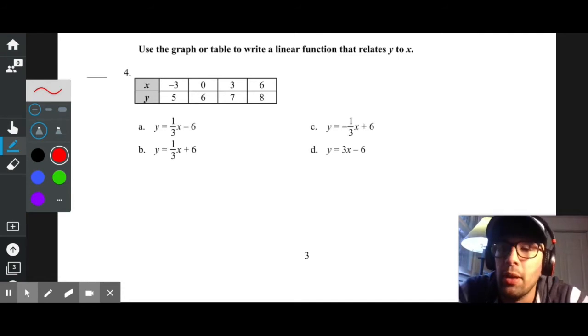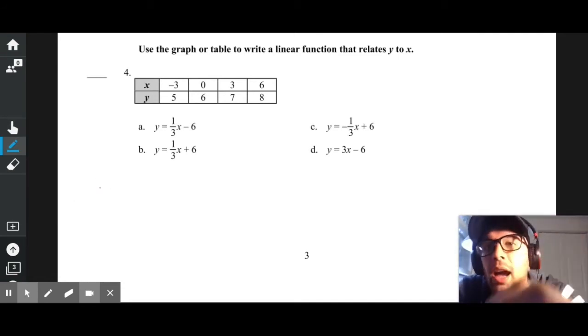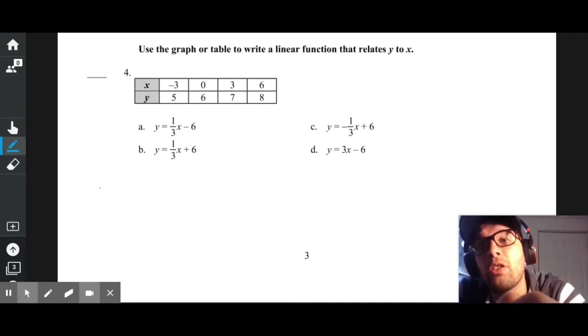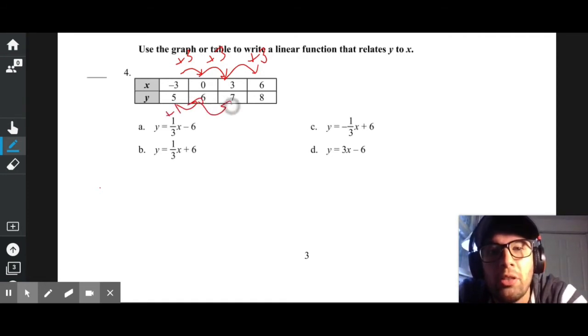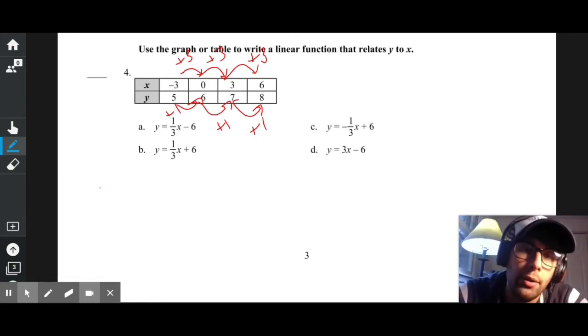The old-fashioned method says that I figure out the change in my x values. So it looks like from negative 3 to 0, I go up 3. And from 0 to 3, I go up 3 again. And from 3 to 6, I go up 3 again. And from 5 to 6, I go up 1. From 6 to 7, I go up 1. From 7 to 8, I go up 1.